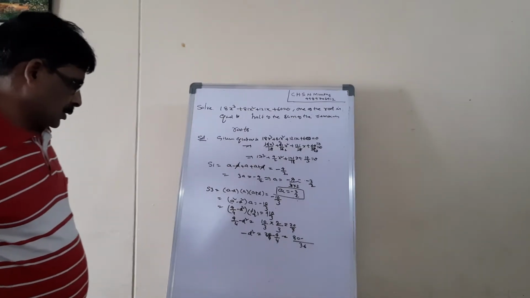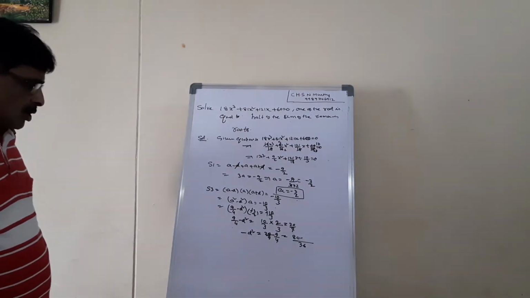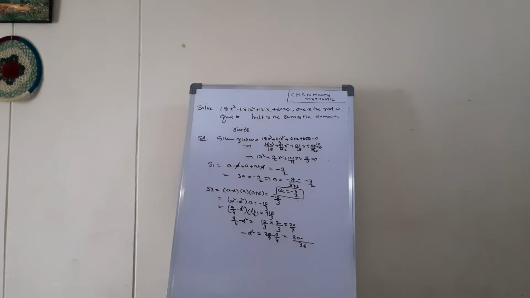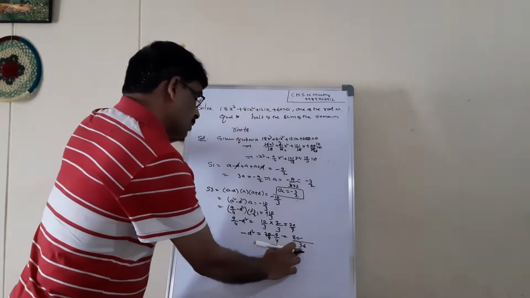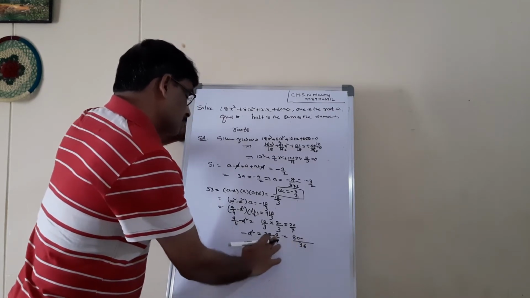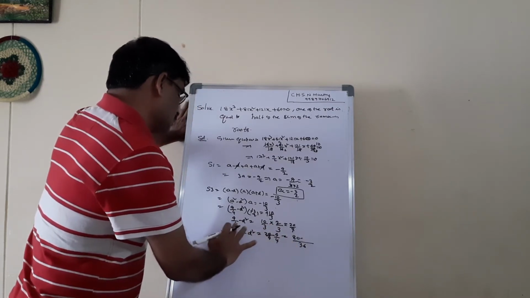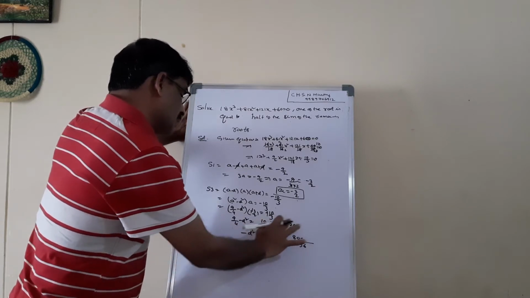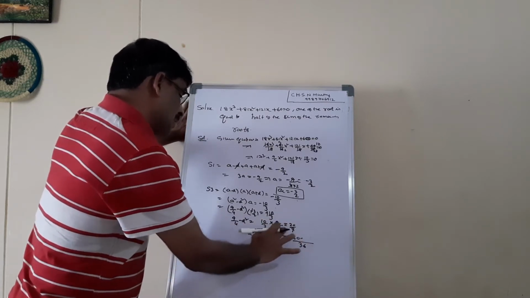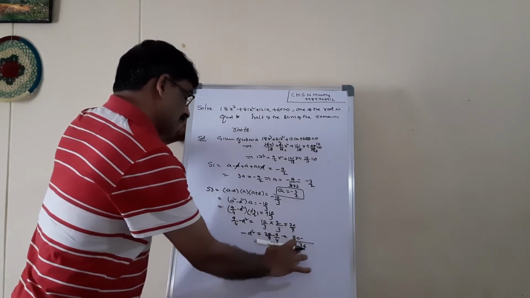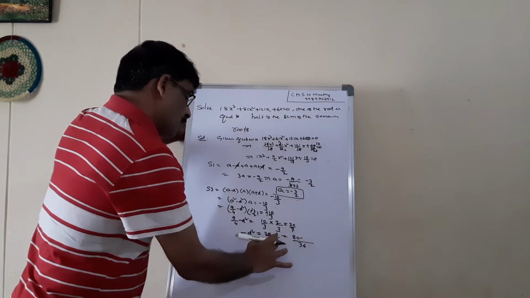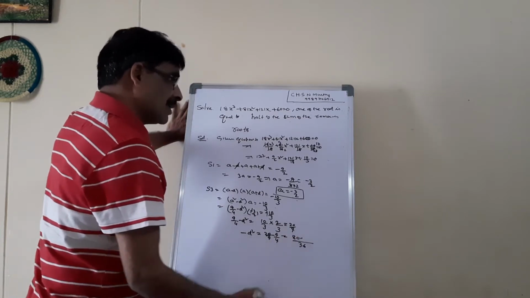9 by 4, 36, 9 goes to 4... 9 by 4, 2 by 3, 20 by 9. 20 by 9 minus 9 by 4. The LCM of 9 and 4 is 36. 4 9s are 36, 9 9s are 81.